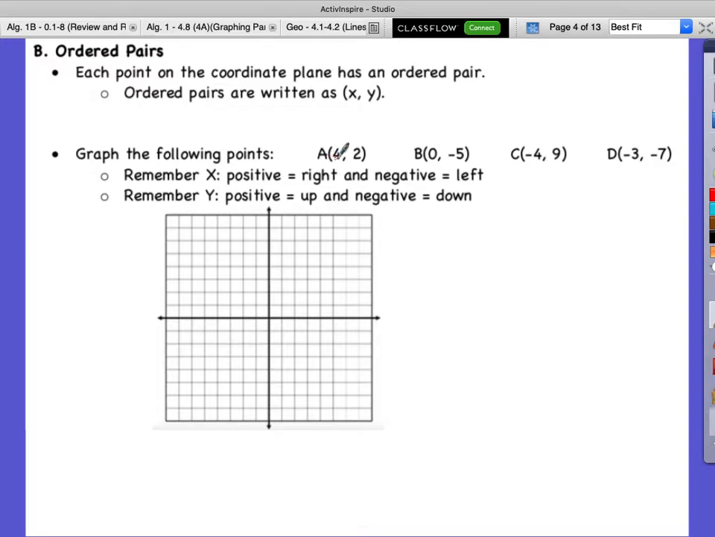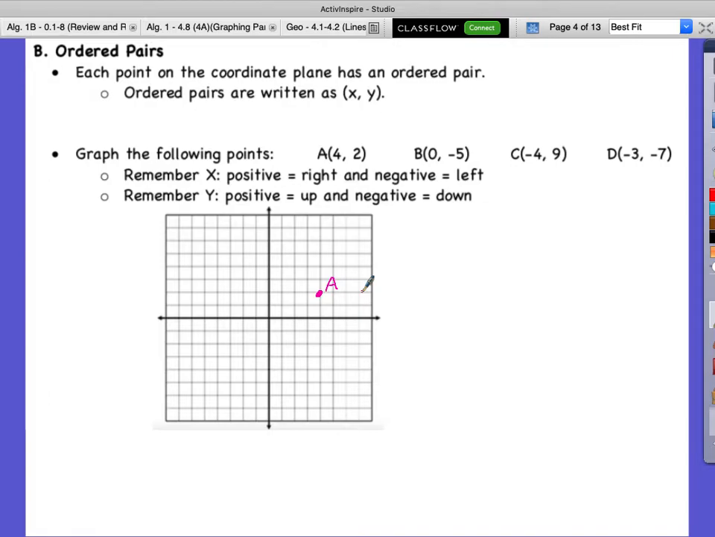So for point A, 4, comma 2, and x is first. For 4, comma 2, what direction am I going? Right 4 and up 2. From the origin, right, 1, 2, 3, 4, up, 1, 2. Let me plot this. That's point A, and I'm going to go ahead and label that A. Let's go ahead and do that with me, please. These are easy.